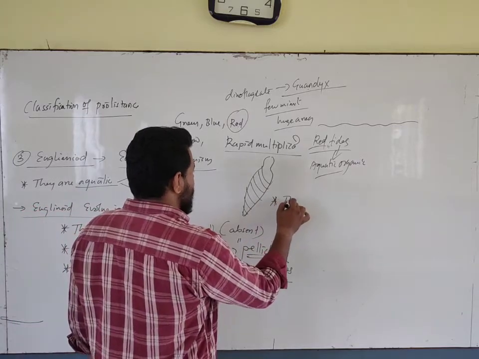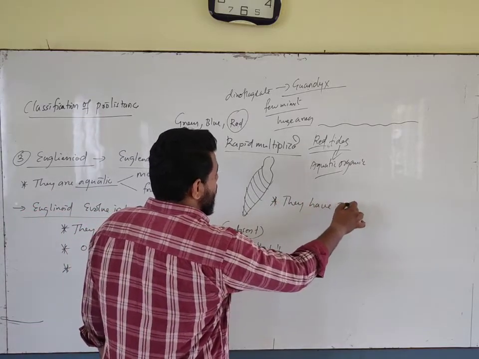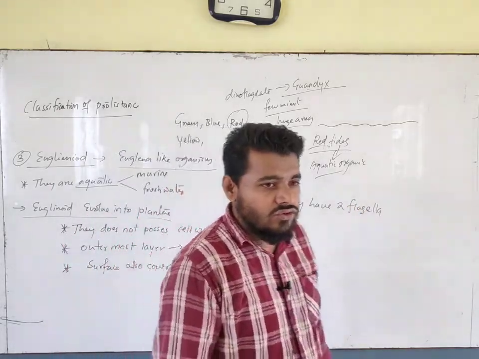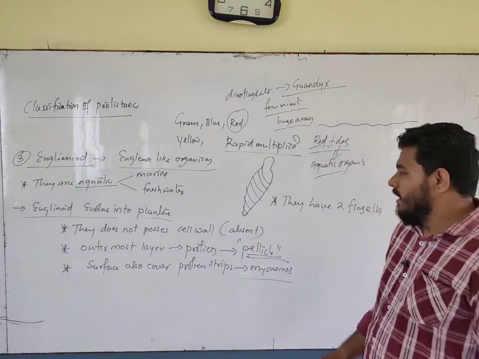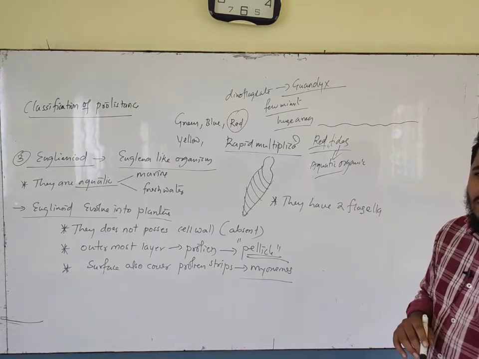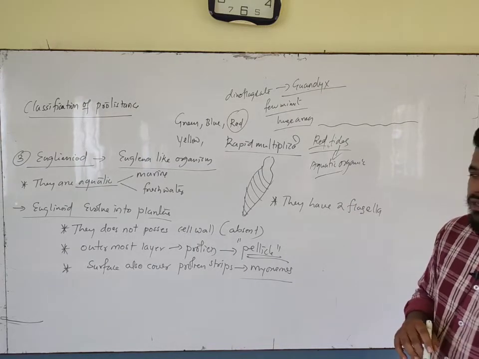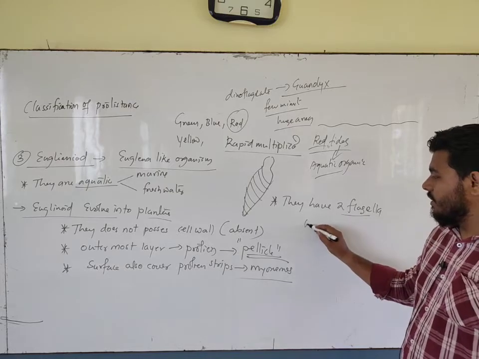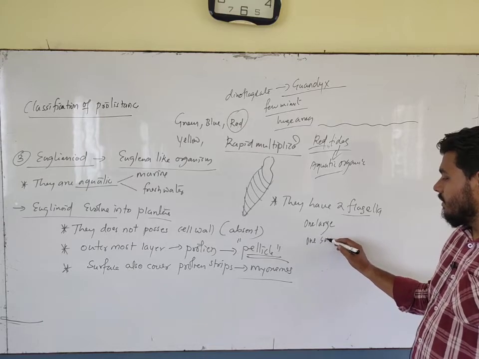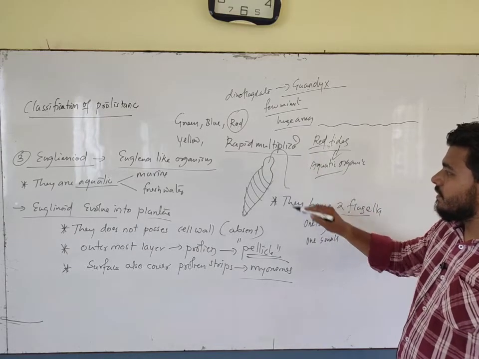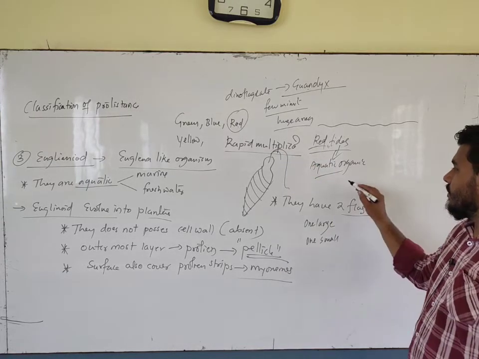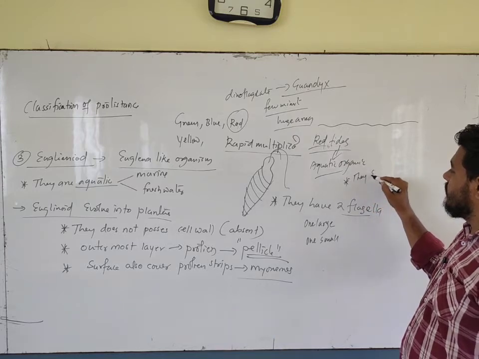Next point, they have two flagella. Flagella are long hair-like structures which usually help for locomotion. Apart from locomotion, in some unicellular organisms, flagella are also used for food capture. So there are two flagella, one large and the other small.